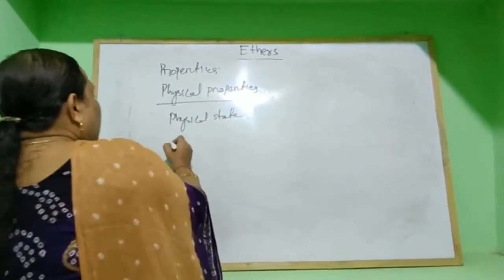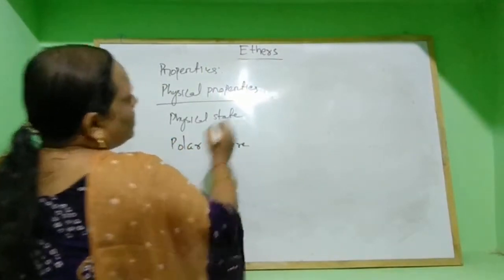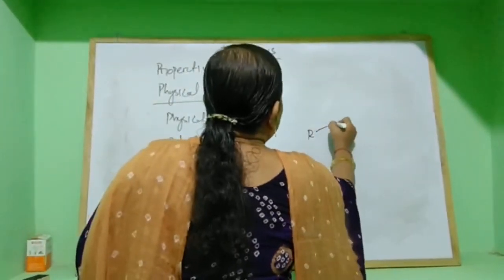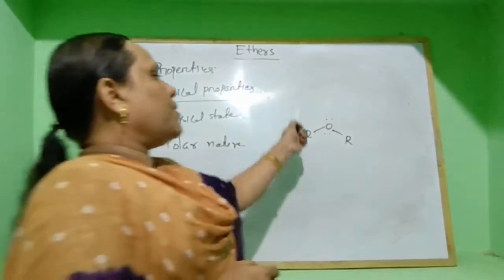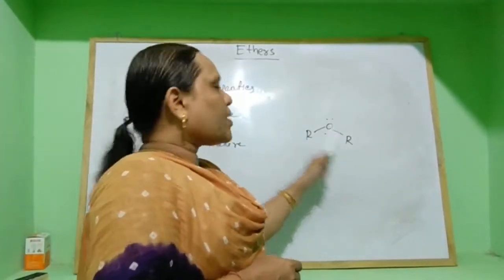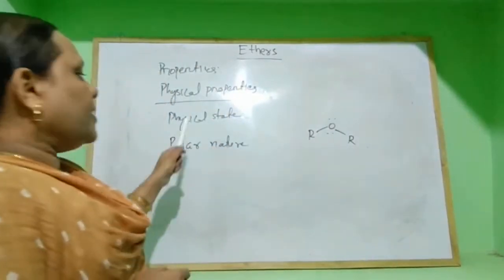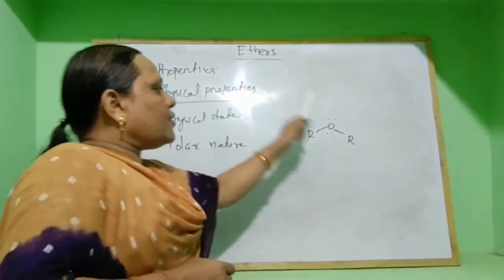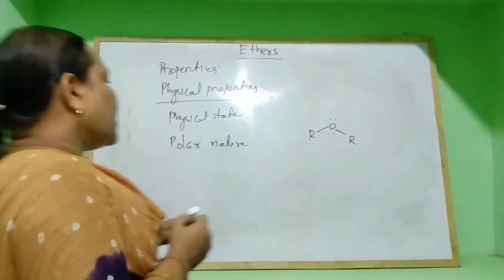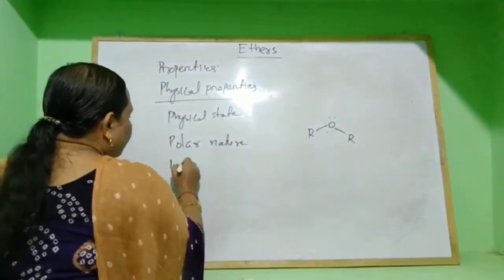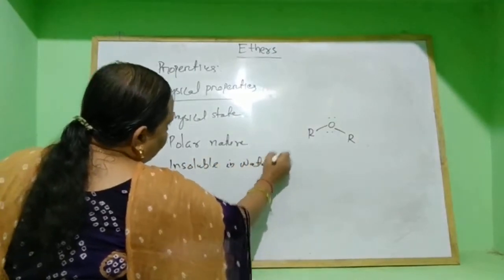Next, polar nature. So you know ether is represented as ROR. Here the oxygen atom has 2 lone pairs and 2 bond pairs of electrons. Due to this it is a non-linear molecule, hence polar in nature. Although it is non-linear and polar in nature, these ethers are insoluble in water.